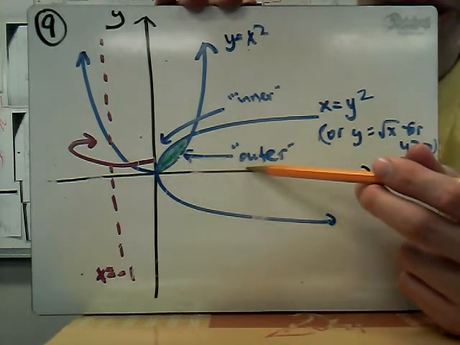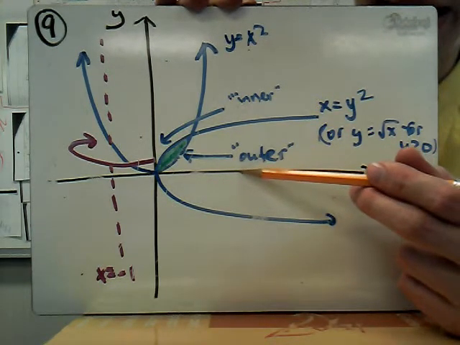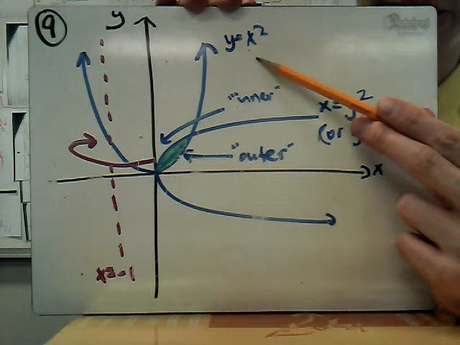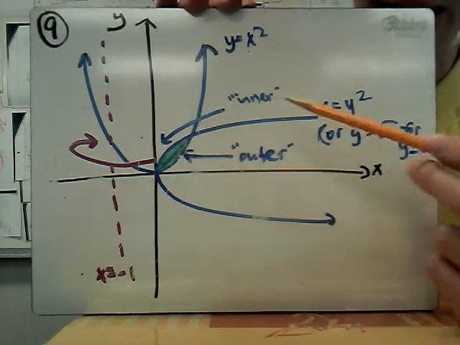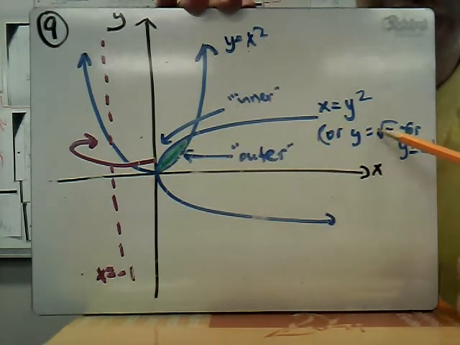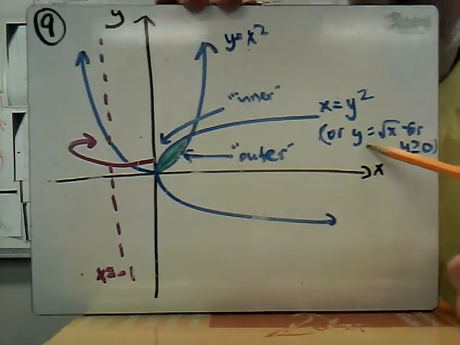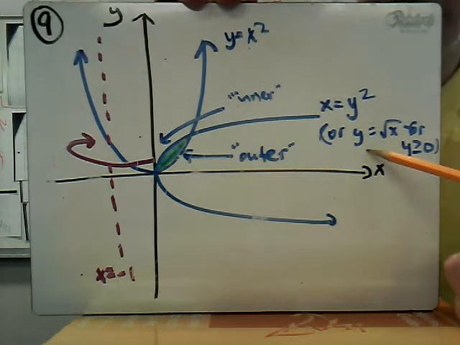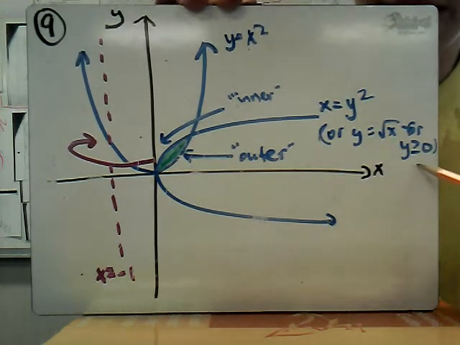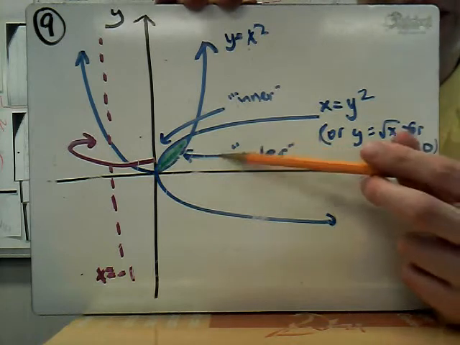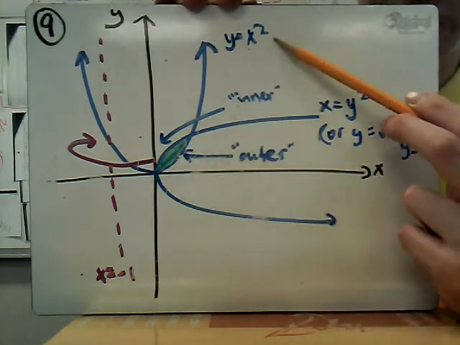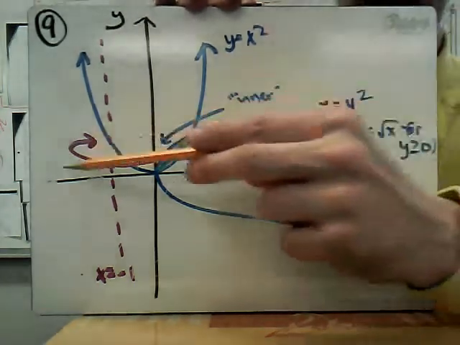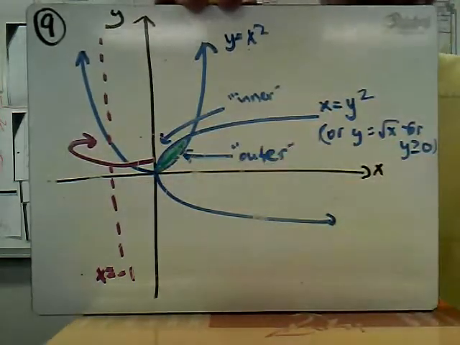The outer function is the one that's farthest away from the line. In this case, that is y is equal to x squared. The inner function is the function that's closest to the line. In this case, that's the x is equal to y squared part. Notice that when I solved and tried to plug into the calculator, the only thing that I needed to worry about was y is equal to square root of x, because when y is greater than or equal to 0, that's the piece that will actually intersect with y is equal to x squared. So we're rotating around this way.